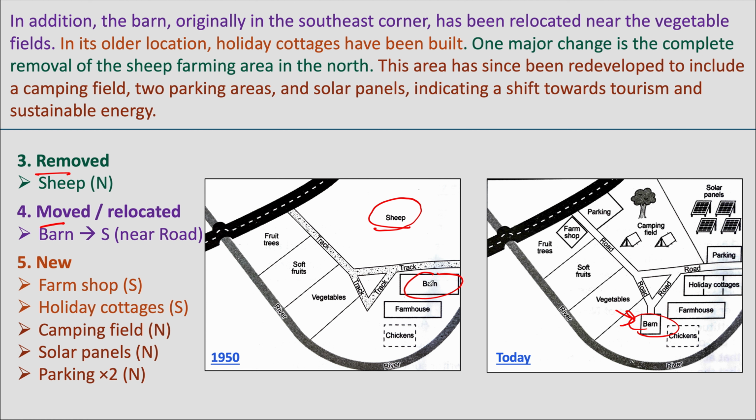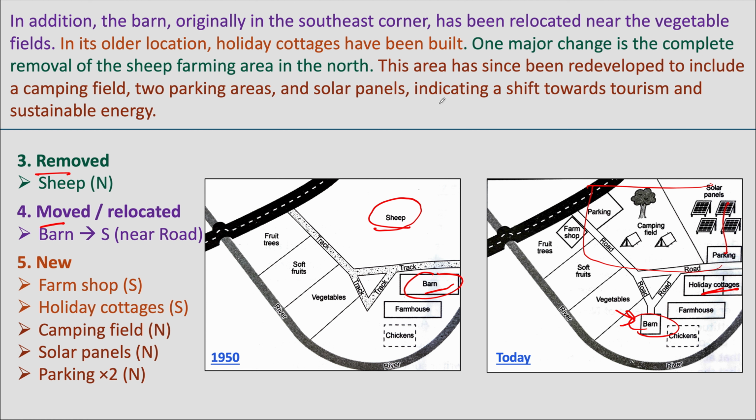It's important to use the word relocated here, not replaced, because the barn is still there, only its position has changed. Then we mention that in the old location of the barn, holiday cottages have been built. Finally, we describe the new developments in the north. The former sheep area has been redeveloped to include a camping field, two parking areas, and solar panels.